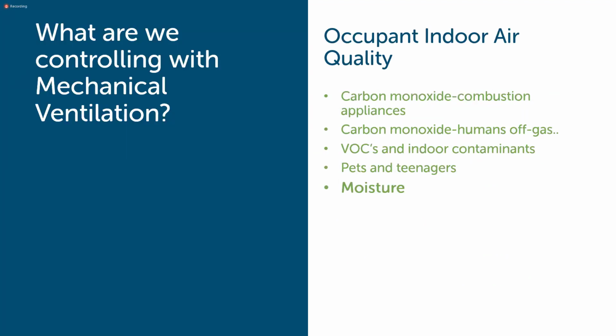So what are we trying to control with mechanical ventilation? What's the purpose of this? It's occupant indoor air quality, trying to manage pollutants within the building, as well as moisture. Moisture is a big thing now that we have tighter building envelopes, and it's especially impactful within the first few years of the house being built, because it takes a long time for buildings to dry out. There's a lot of embodied moisture in buildings, especially concrete and foundations. So managing that humidity in the building is highly important.